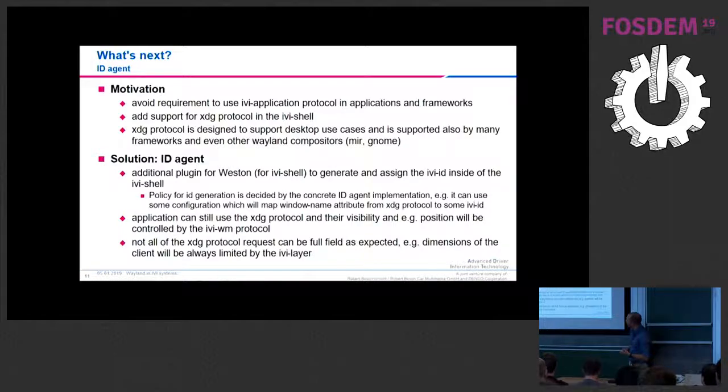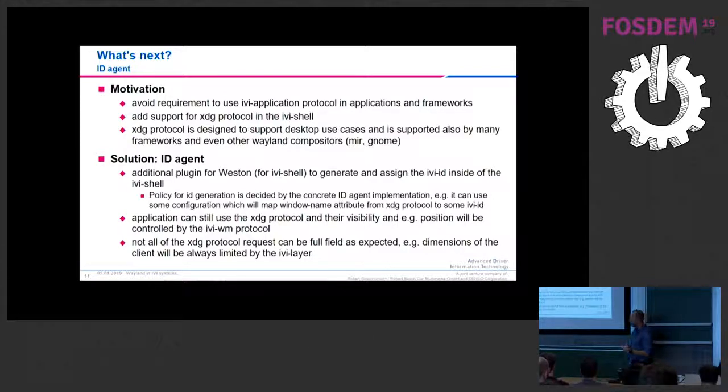The generic idea is just to define how to assign the ID to the application. In the XDG protocol, you have already a lot of stuff which you can use to identify, like a window name or application ID. And in the ID agent, you need to implement some logic which will take some of those attributes and say, okay, if this application appears, then this is ID5. You could also have this more complex, and your ID agent could also communicate with some database and ask someone to get the ID from this.